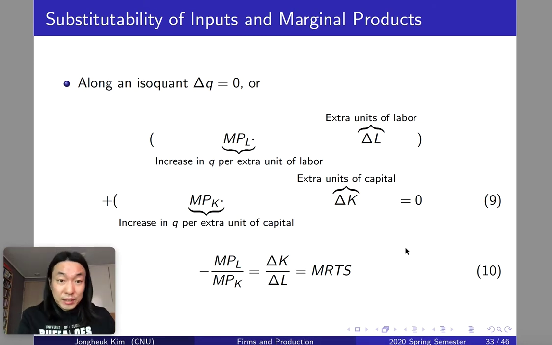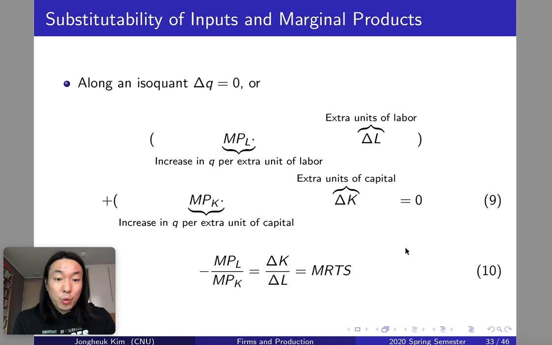Because we assume that delta Q should be 0. So the quantity of output does not change over time at this point in equation number 9. So equation number 10 is the result of simplifying equation number 9. So it's simple algebra, not calculus anymore. You can do it by yourself, then you can get the relationship in equation number 10.